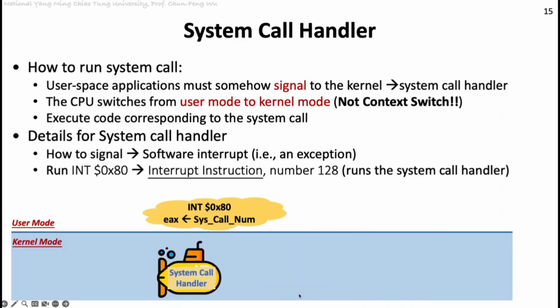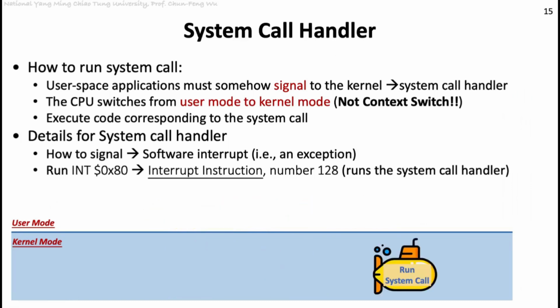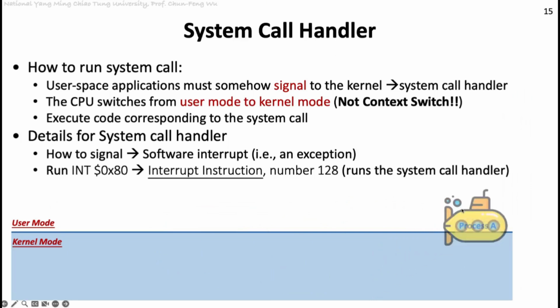So when you send a system call to the Linux kernel, you need to send not only the interrupt instruction, but also the system call number to say which kind of call you are making. And then after running the system call, you will jump back to user mode.